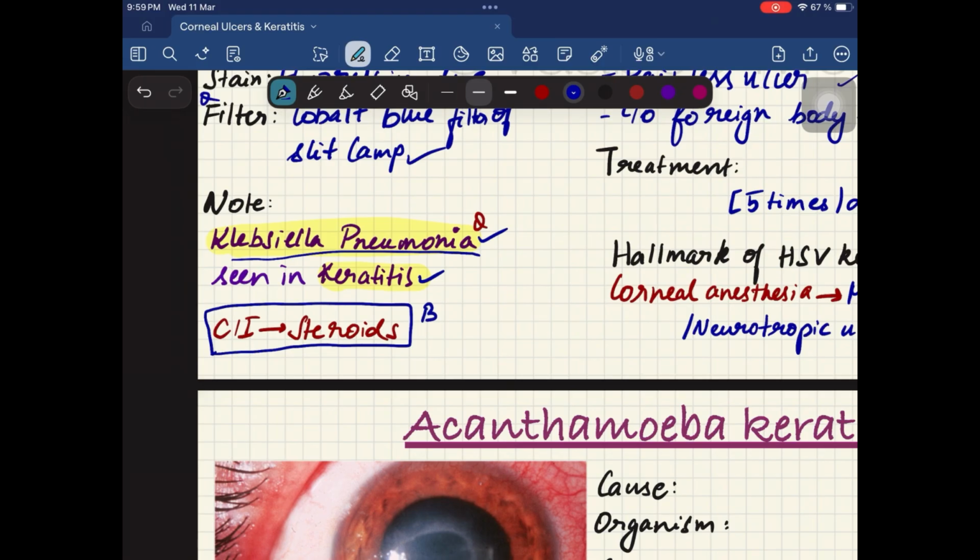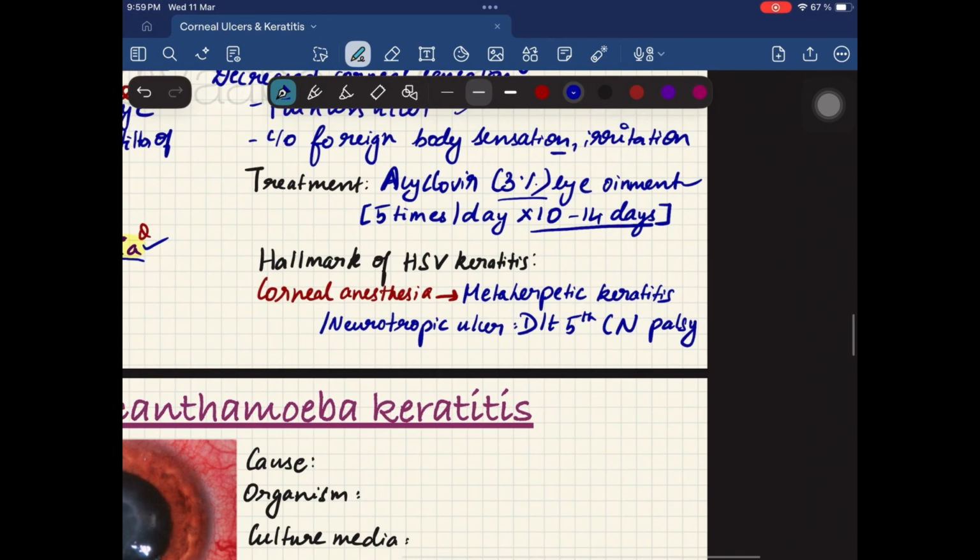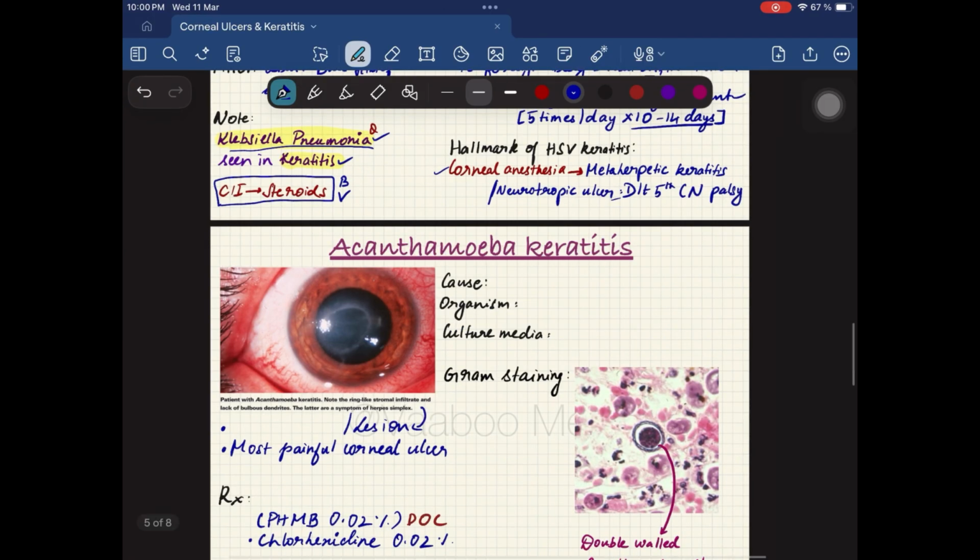What we have seen in bacterial ulcer, it is contraindicated. In viral ulcer also, it is contraindicated. In this case also, it is contraindicated. The treatment we use is acyclovir 3% eye ointment, 5 times per day for 10 to 14 days, which we will prescribe to the patient.